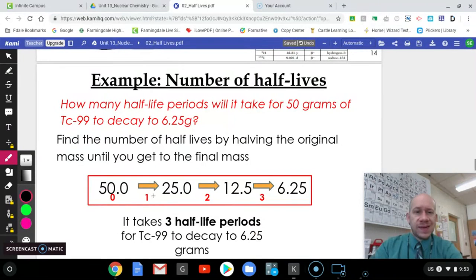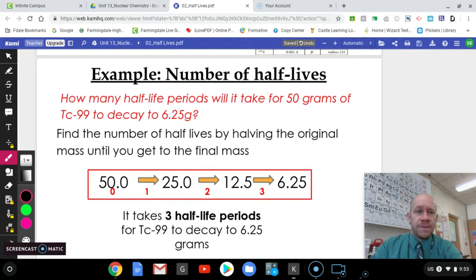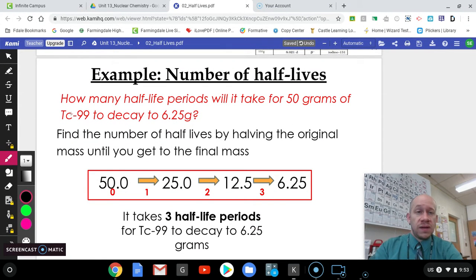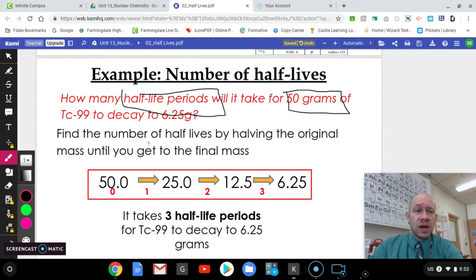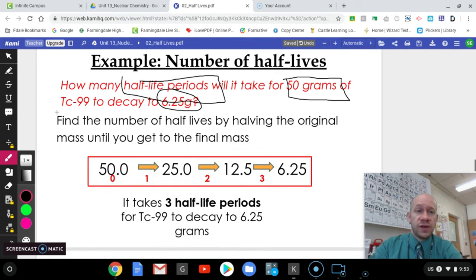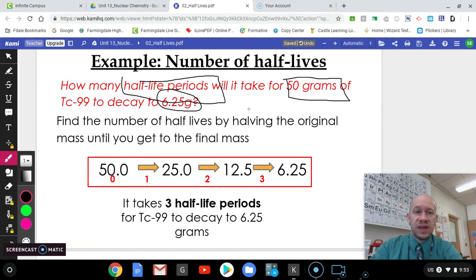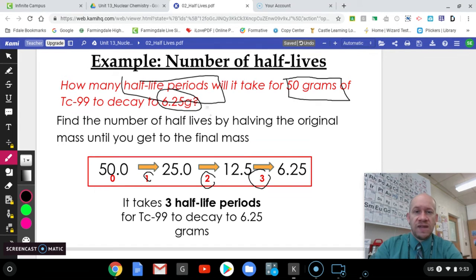The number of half-lives can easily be determined by how many half-life periods it will take for 50 grams of technetium-99 to decay to 6.25 grams. So first, find the number of half-lives by halving the original mass until you get to the final mass. If I start with 50, one half-life would be 25, two half-lives would be 12.5, and three half-lives would be 6.25, and that's what I have left. So this is 3 half-lives.